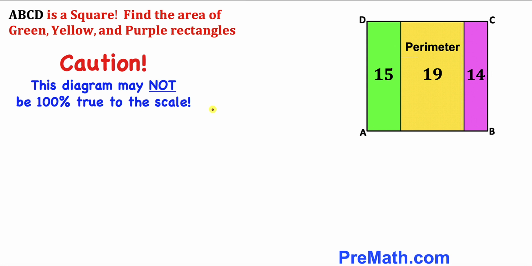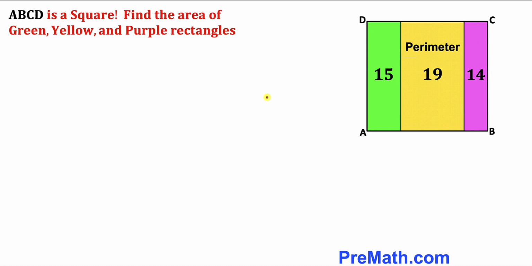Before we proceed any further, let me make it very clear that this figure may not be 100% true to the scale. So let's go ahead and get started. And here's the very first thing we are going to do. Let's go ahead and label these rectangles. Let me label this side. I'm going to call the side length of this green rectangle A, the side length of this yellow rectangle B, and for this purple C.